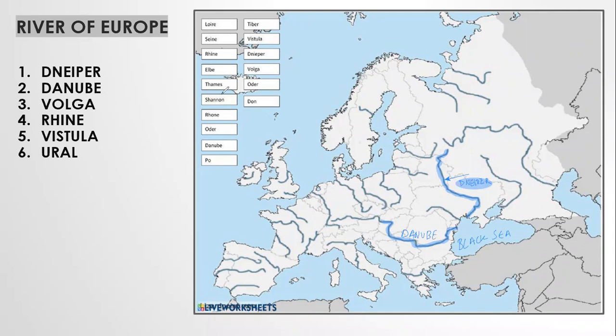Danube. Then the next one is Volga, the longest river of Europe. So this is Caspian Sea. Volga River falls into Caspian Sea. If you see, it's a long river, the longest river of Europe. So it falls into Caspian Sea. So this is Volga River.